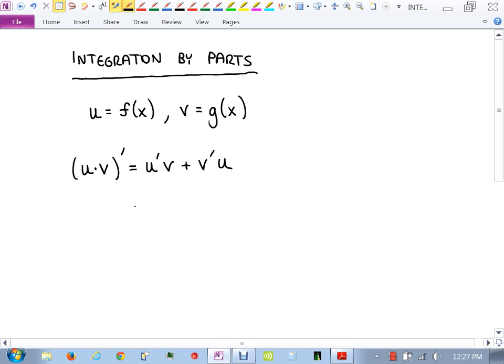Now, it's okay if I were to switch the order, right? I mean, multiplication doesn't matter. I could flip the two. So that's okay still. All I did was put the derivatives in the back and the other functions in front. Now, the left side is still this.